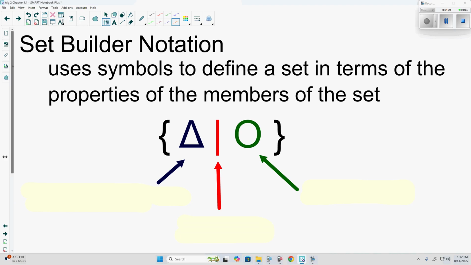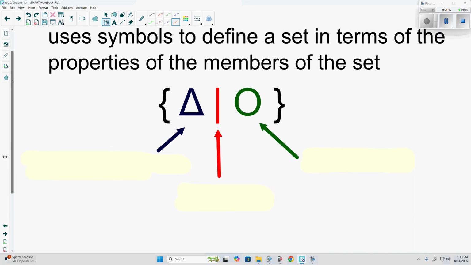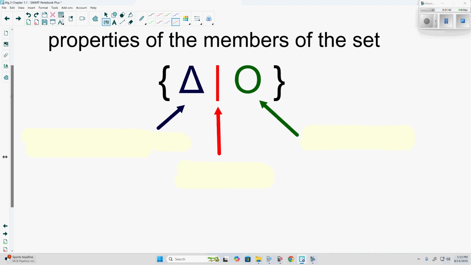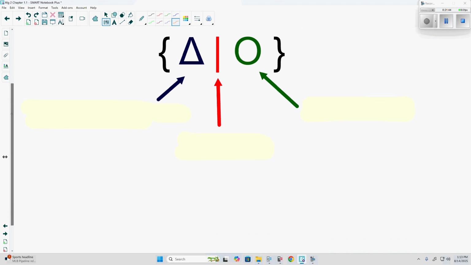But next thing we're talking about is set builder notation. Set builder notation is nice for us to be able to describe a group of numbers that we can't actually write out or have a set pattern for. That's where this is helpful. That's where this is convenient. We use symbols to define a set in terms of the properties of the members of the set.